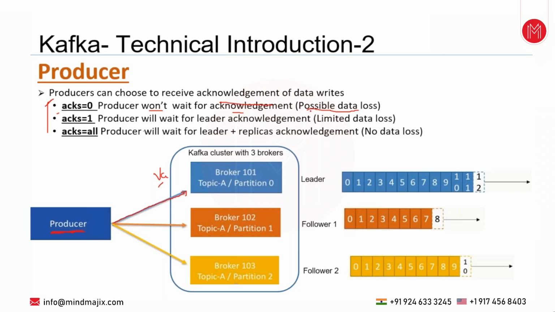So if data is lost, that's it. Your data will be lost. The producer does not know whether my data has been successfully published or not. So there would be no guarantee of that. This is what acks equal to 0 means.